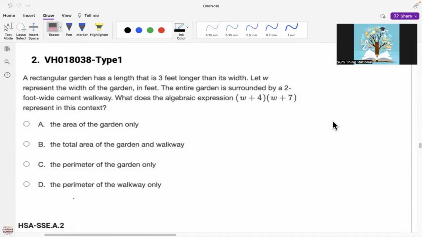So we continue solving operations on polynomials and another polynomial question from a real life application again. Let's pause the video and read the question first.